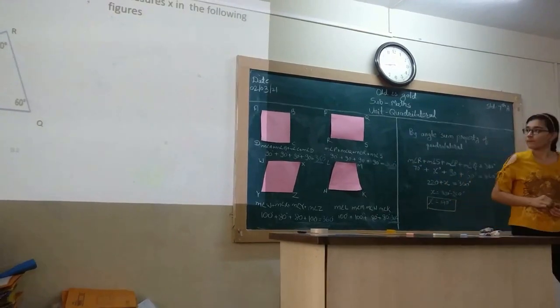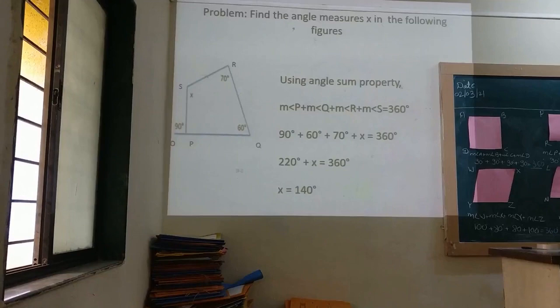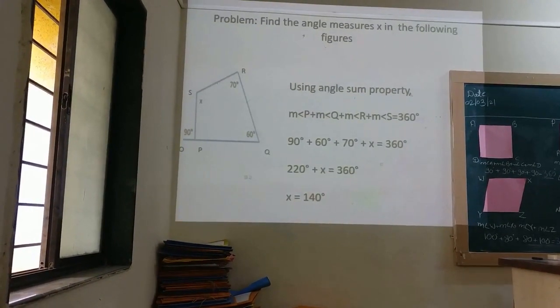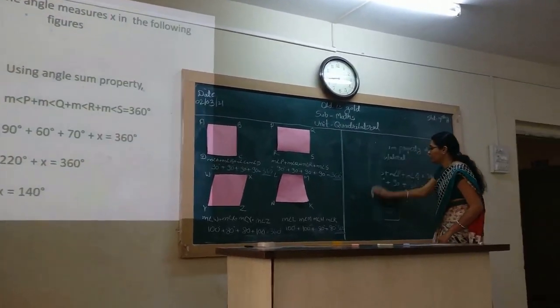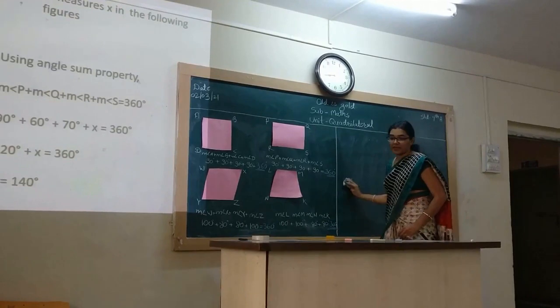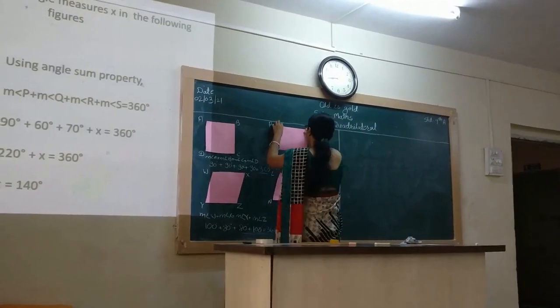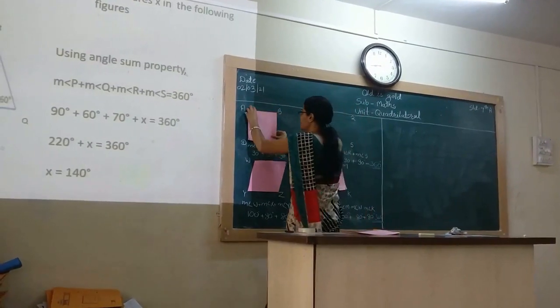Okay, what is the measure of angle S? 140 degree. Yes, your answer is right. Correct. Okay. So, in this way, today we learn the angle sum property of quadrilateral. Okay? Wait, I have to ask some questions.